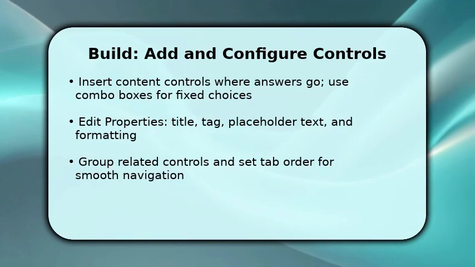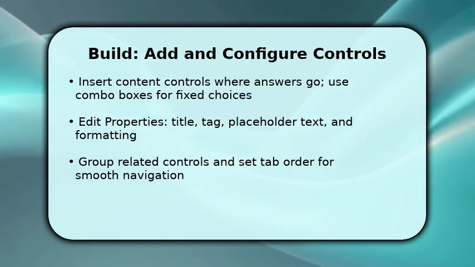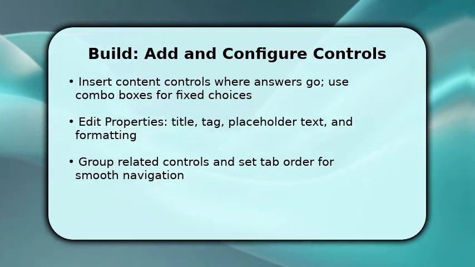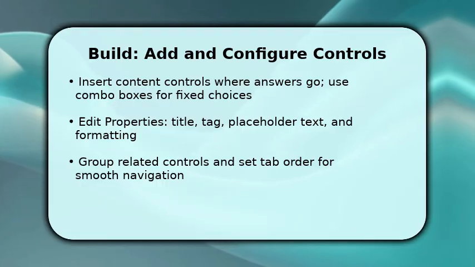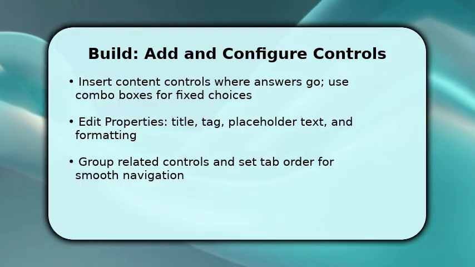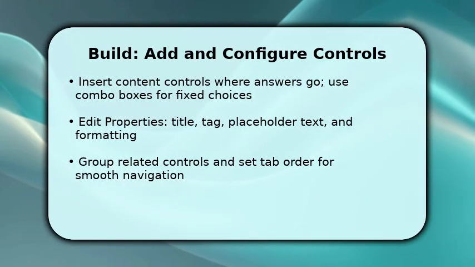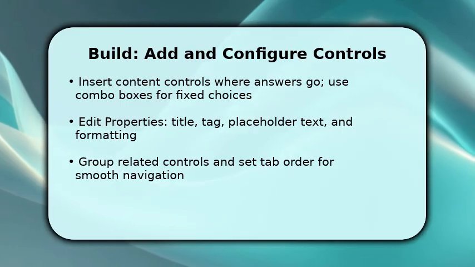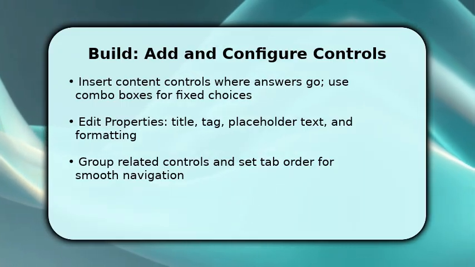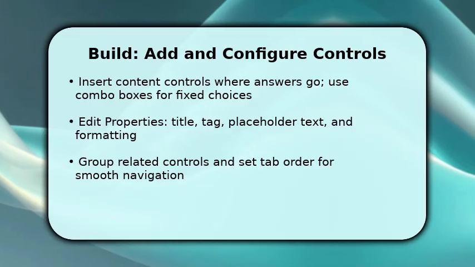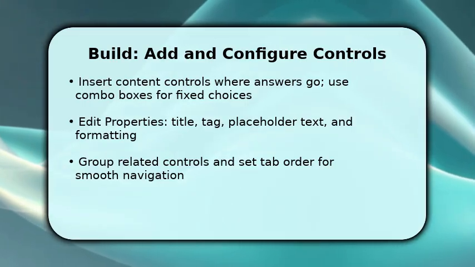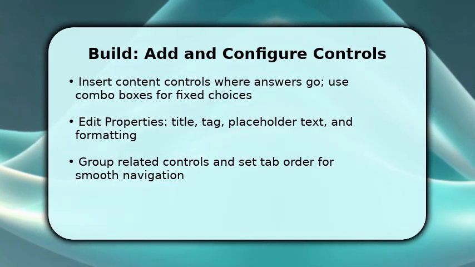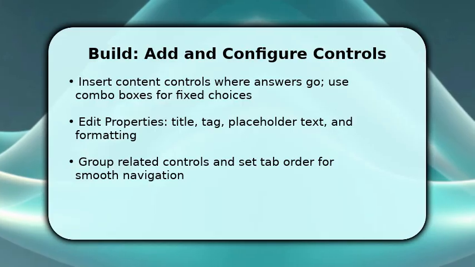You now place the controls for each question and configure them precisely. For multiple choice, use combo or drop-down boxes so responses are consistent. For open answers, use plain or rich text. In properties, give a clear title and tag, add helpful placeholder text, and lock formatting if needed. Group related controls so they behave as a unit, and adjust the tab order so users move through the questionnaire naturally. This step prevents inconsistent data and speeds up later analysis.